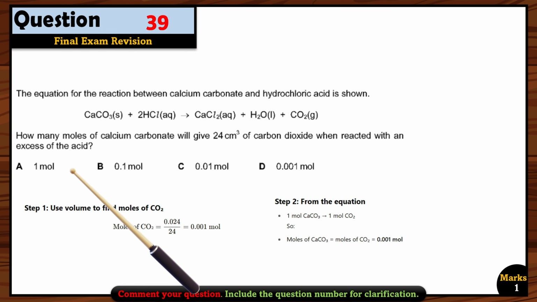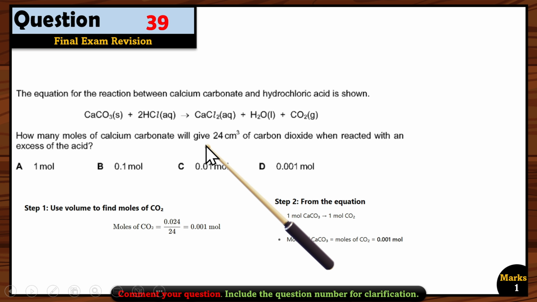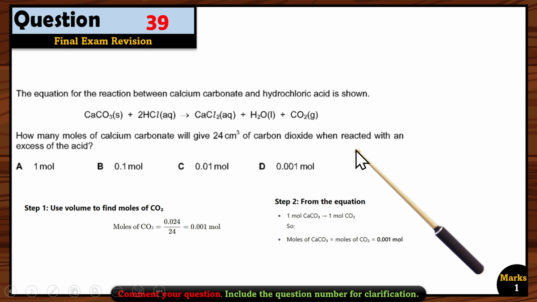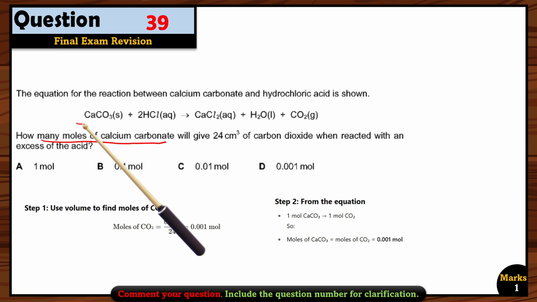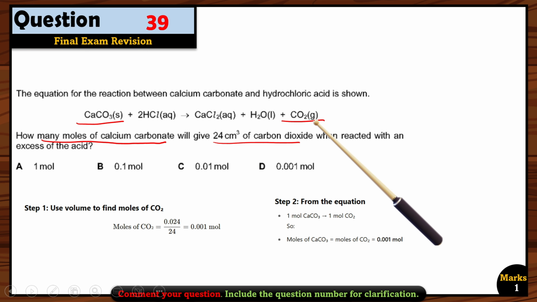Question 39. The equation for the reaction between calcium carbonate and hydrochloric acid is shown. How many moles of calcium carbonate will give 24 centimeter cube of carbon dioxide when reacted with an excess of acid? So what is the main thing they are asking about? How many moles of calcium carbonate. So the question is related to calcium carbonate, and also to the carbon dioxide when reacted with excess of the acid.